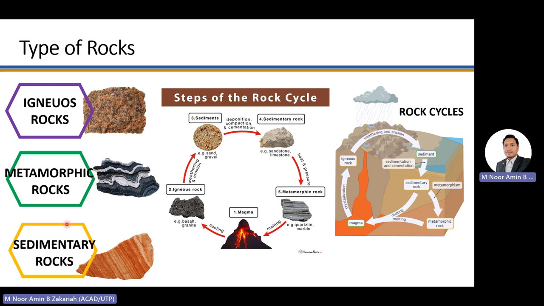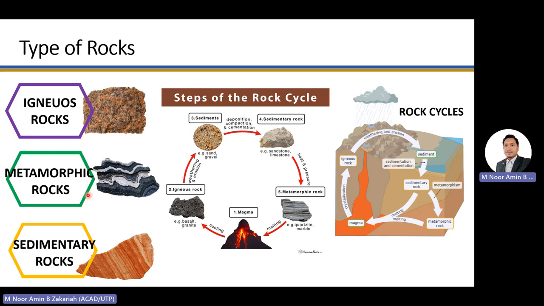And now we have the third type of rock, known as metamorphic rocks. Metamorphic rocks are formed when existing rocks are changed by heat, pressure, or chemical fluid. The original rock can be igneous rock, sedimentary rock, or even metamorphic rock itself. So when any type of rock has been exposed to high temperature, or maybe pressure, it will change into metamorphic rock.